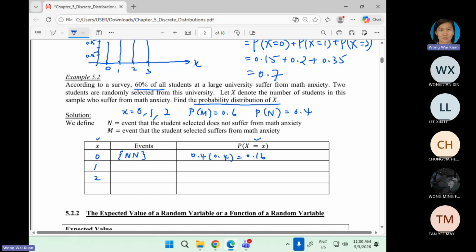Alright, then how can I have 1? How can my X be 1? NM or MN, right? So NM is 0.4 times 0.6 and MN is 0.6 times 0.4. So we end up with what number? 0.48, right?